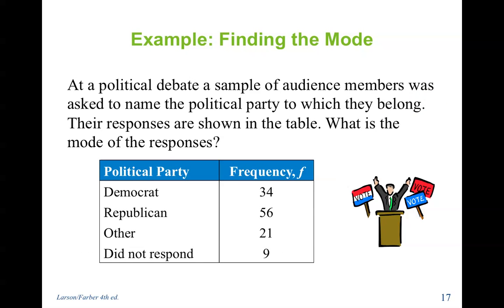Here's another example of political parties and frequencies. This is about a political debate, and there's a sample of audience members. Which one of the frequencies occurs the most? That would be the Republican. Therefore, the mode of this data set would be Republican, because there's 56 times that a Republican was sitting in there. There was only 34 Democrats, 21 other, and 9 did not respond. So 56 is our largest number. The one that appears most often is Republicans.